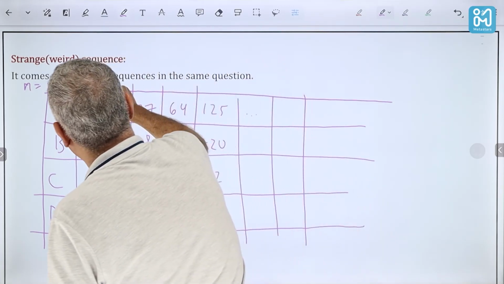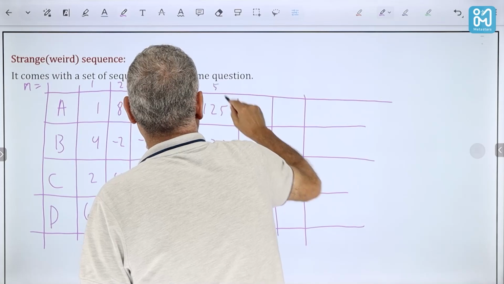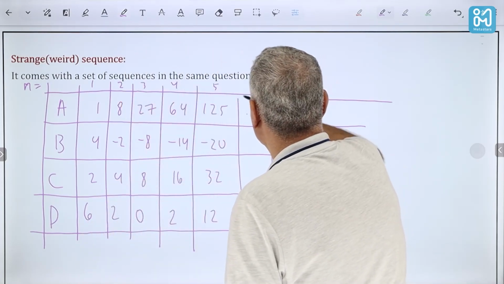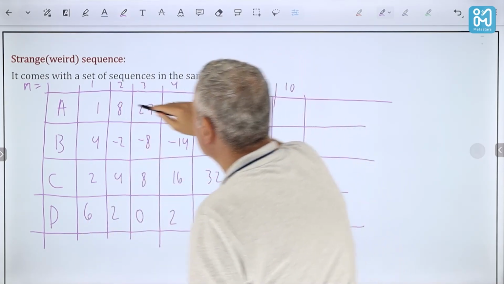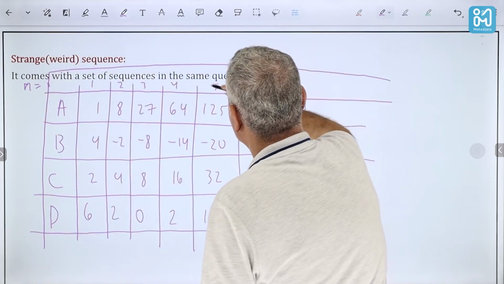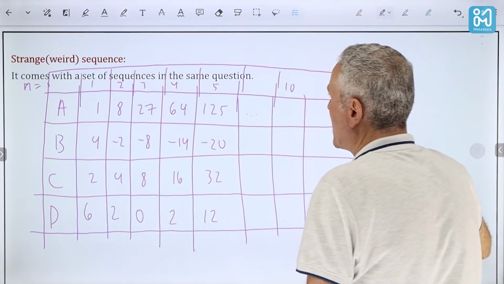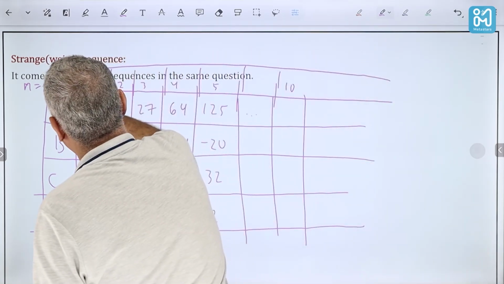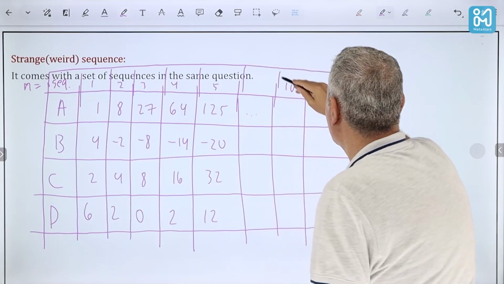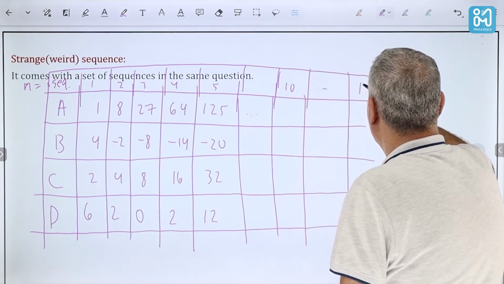N equals 1, 2, 3, 4, 5. We want also 10 when n equals 10. Okay, that's a sequence called ABC. And we want also to find the nth term.